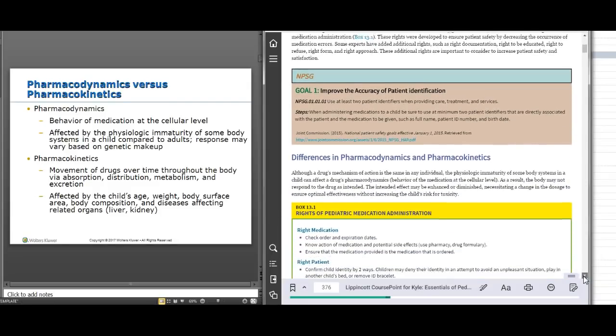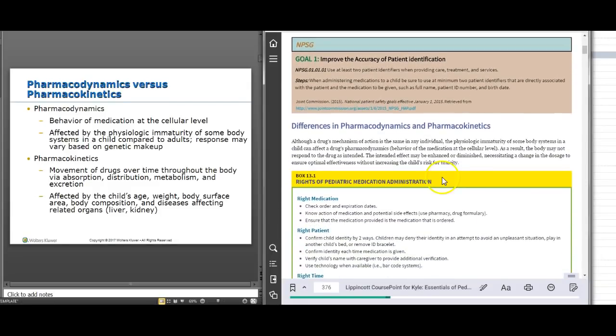Patient identification, of course, you know that's a big national patient safety goal, number 1 goal, and making sure that you improve accuracy of patient identification. Make sure you always ask for 2 identifiers, name and date of birth. If you can ask the child and he can answer you, that's great, but always verify with your parents.